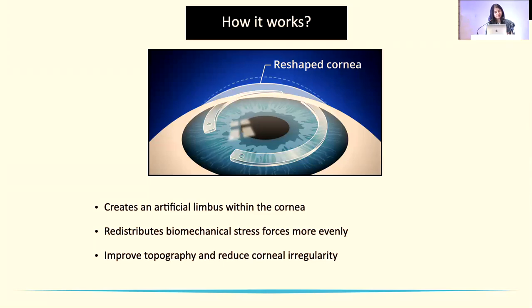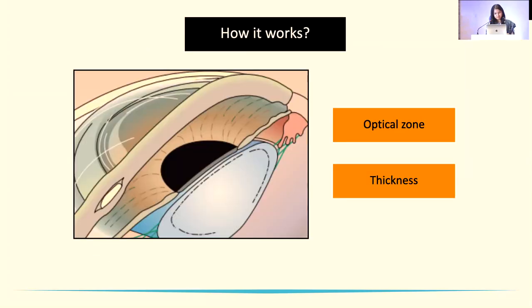Again, this figure shows how the ICRS reshapes the cornea. It creates an artificial limbus within the cornea, and there is a redistribution of the biomechanical stresses, which is more even after the ICRS, and it is expected to cause an improvement in corneal regularity and tomography. The amount of flattening and regularization that you get depends on the optical zone where you're placing it and the thickness of the ring. The smaller the optical zone, the more flattening you get, and the thicker the ring, the more flattening you get.